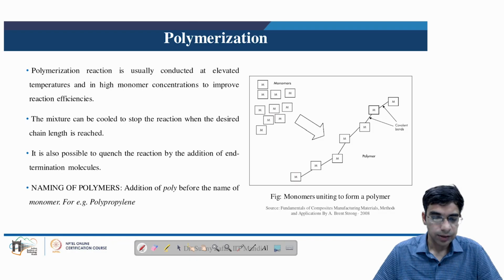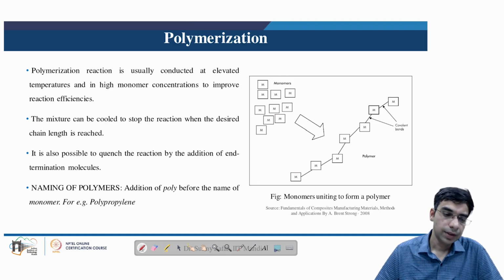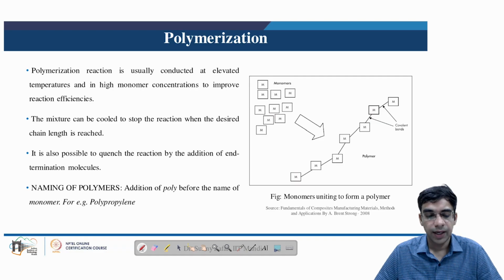So polymerization is basically a reaction which is usually conducted at elevated temperatures, and in this, high monomer concentrations are utilized to improve the reaction efficiency. This mixture can be cooled to stop the reaction when desired, once the desired chain length is achieved. It is also possible to quench the reaction by addition of end termination molecules, and these molecules basically terminate the polymerization reaction.